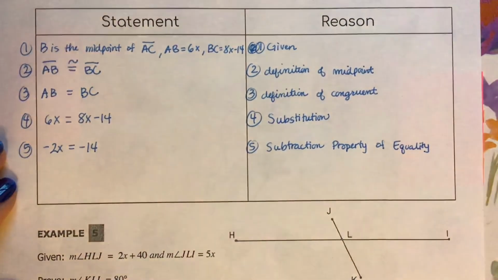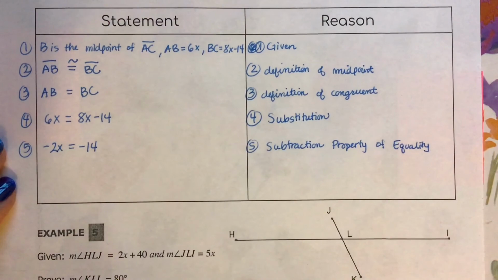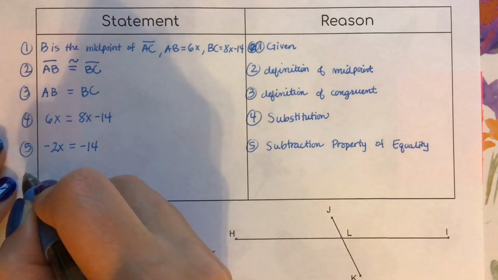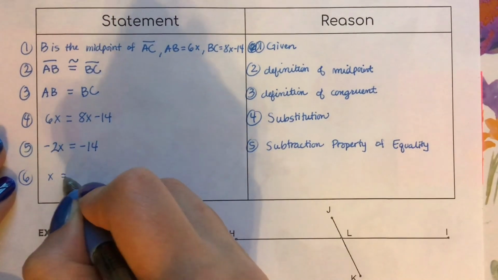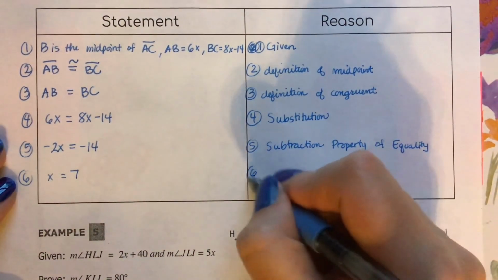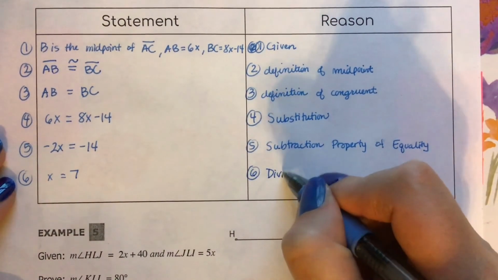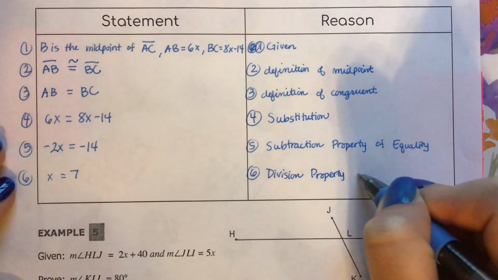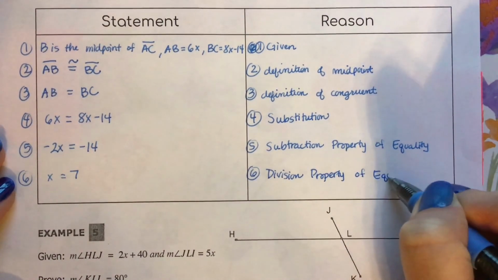And for the very last thing, I'm going to divide by 2 on both sides in order to isolate the x the rest of the way. So I am going to get x is equal to 7 because a negative divided by a negative is a positive. And so my last step is the division property of equality.